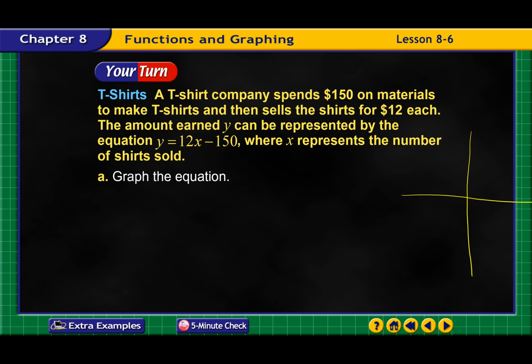Well, they told us here. So my y-intercept is 150, and my slope is 12, because the company spends $150 on materials, so that's where they start. Then they sell shirts for $12 each. So for how many shirts? How much money total?